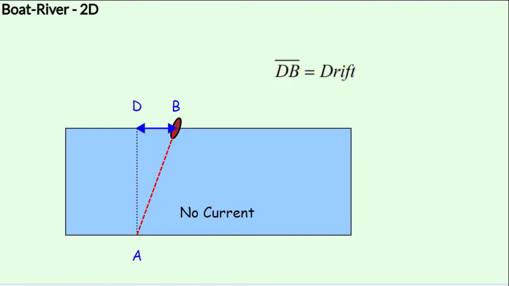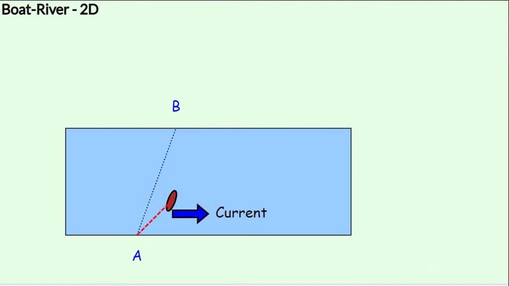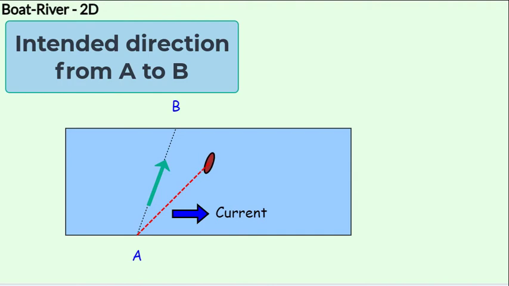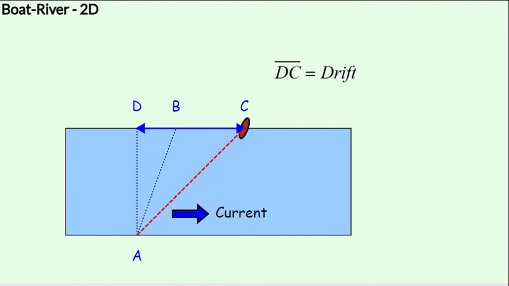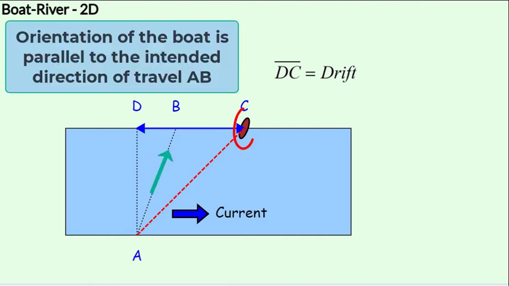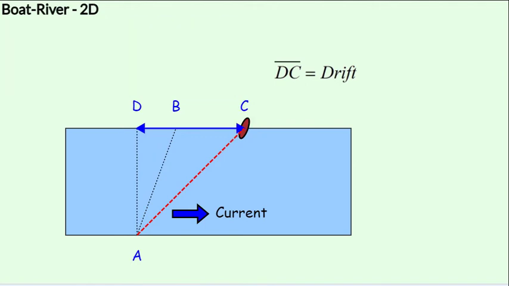Now let's see the same with the current. The boat is being steered from A to B, but drifts along to point C due to the current. Watch closely the orientation of the boat. It is parallel to the line AB, the intended direction, but the boat ends up moving along line AC. So here too there is a drift DC, which is the x displacement of the boat. This drift is caused due to the intended direction and the current in this case.